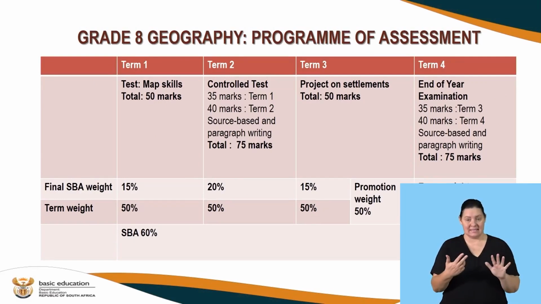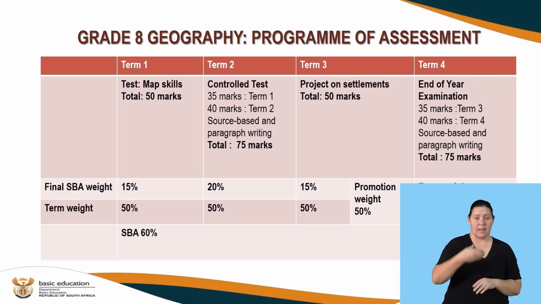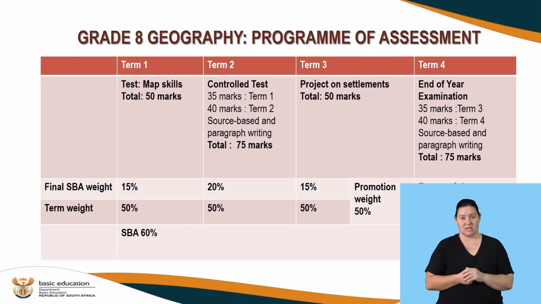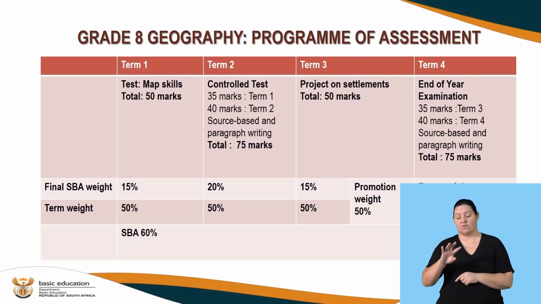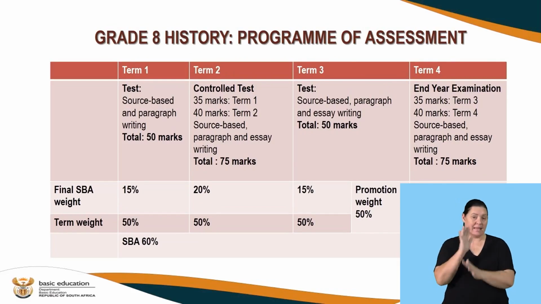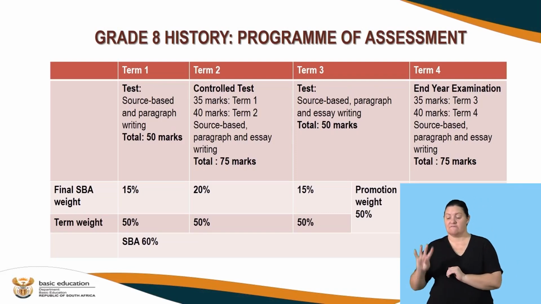Then in grade 8, we have got map skills for 50 marks. We have got term 2, that is 35 marks for term 1 and 40 marks for term 2. Then we'll still have the source base and paragraph writing there for 75 marks. Then in term 3, we'll still have our project under settlements for 50 marks, and the end-year examination, that is 35 marks for term 3, and for term 4, it's 40 marks. The same applies with history, we'll have our different terms out of 50 in the first term and third term, out of 75 in the second term and in the fourth term.